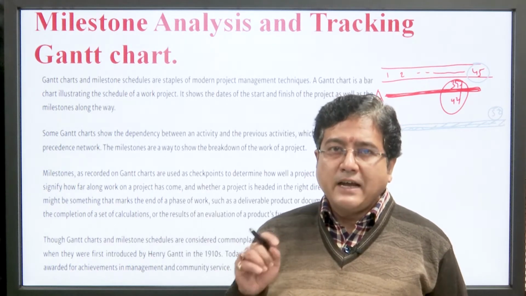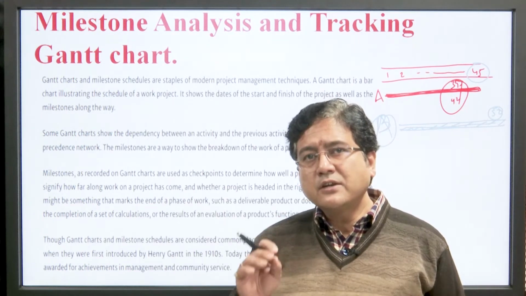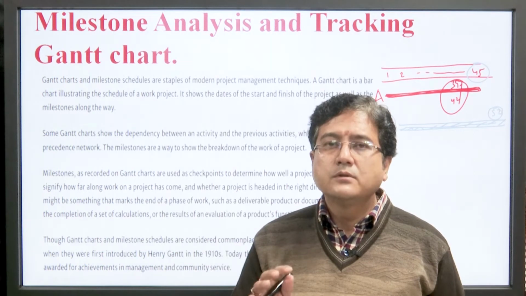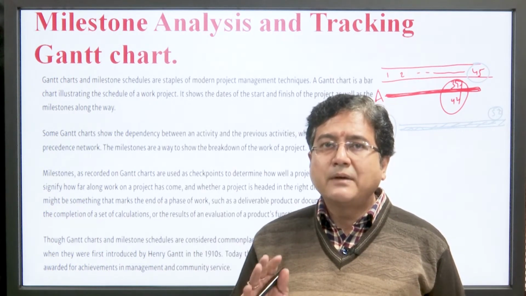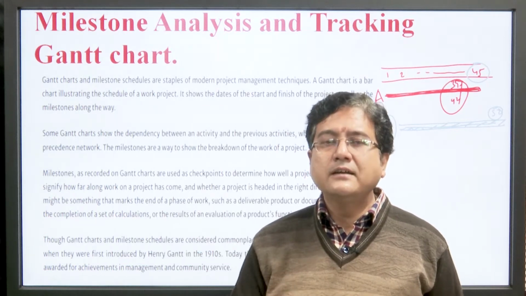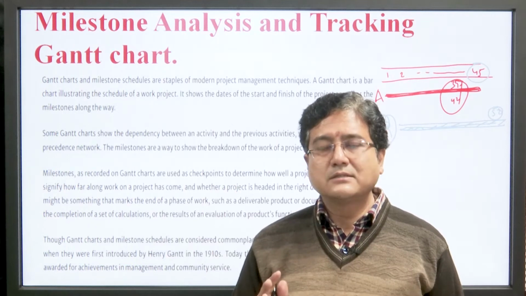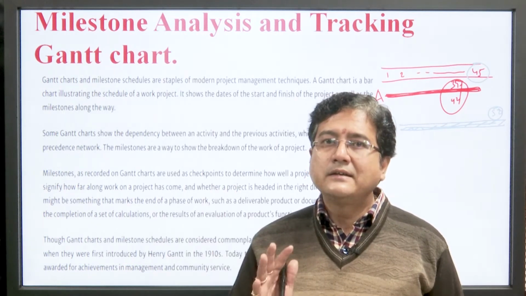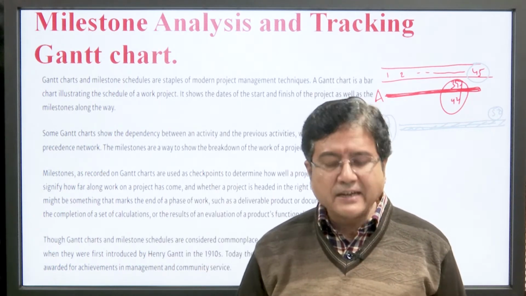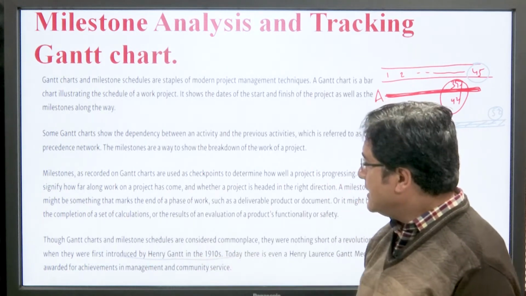Therefore, with the help of the Gantt chart we can check whether we are able to achieve the milestone or not. If we achieve the milestone, then we say our project is going smoothly, otherwise it will be delayed. The Gantt chart milestone schedule was considered by Harry Grant in 1910, as already discussed in previous lectures.